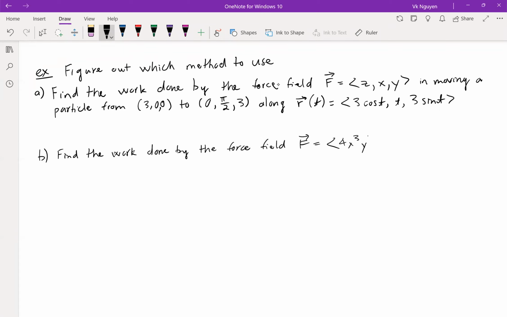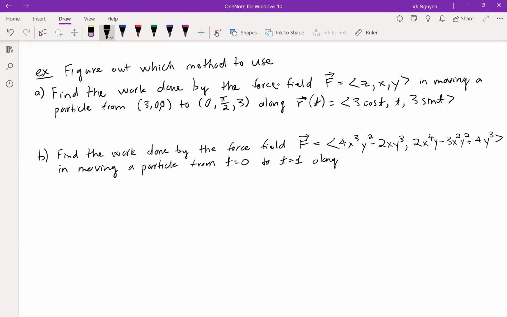For x³y² minus 2xy³, 2x⁴y minus 3x²y², plus 4y³, in moving a particle from t equals 0 to t equals 1 along r(t) is t plus sine pi t, 2t plus cosine pi t.